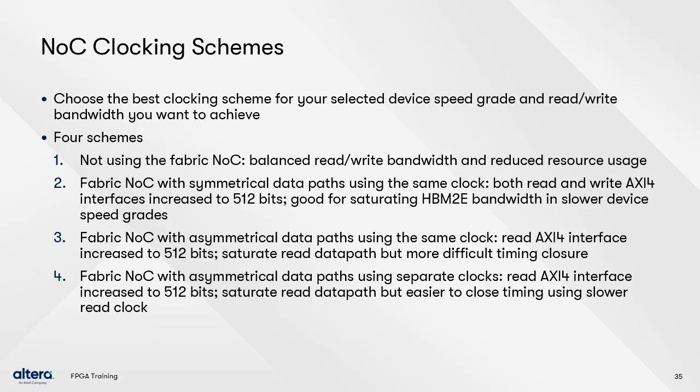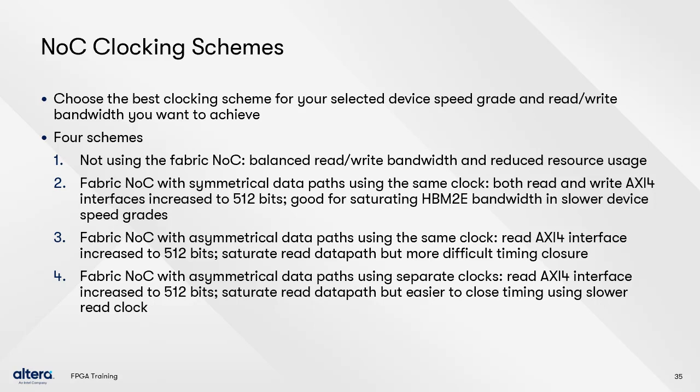The first option is to not use the fabric NoC. This means both the read and write data paths will be 256 bits, and the same clock will be used for both. Use this scheme if you don't need the additional bandwidth provided by the fabric NoC and you want to minimize resource usage. Remember that the fabric NoC uses device logic and 16 M20K on-chip RAM blocks for each INIU, so this option could save a lot of resources for other purposes in the design.